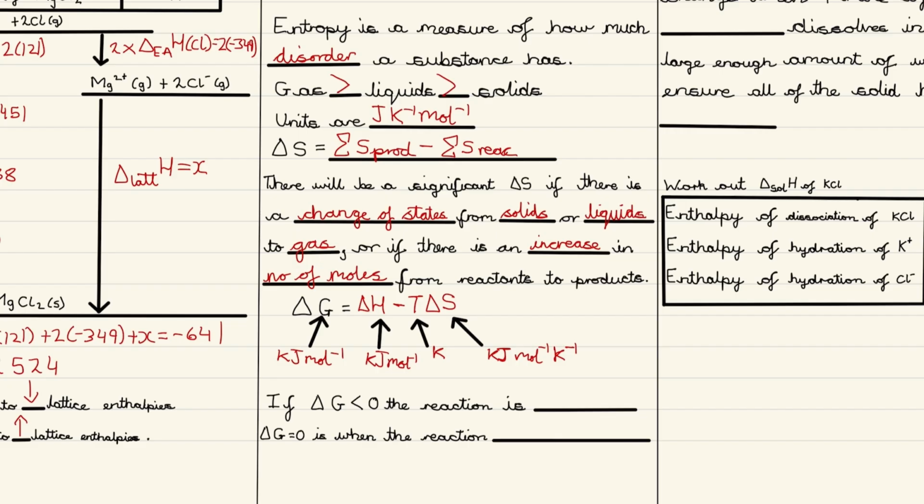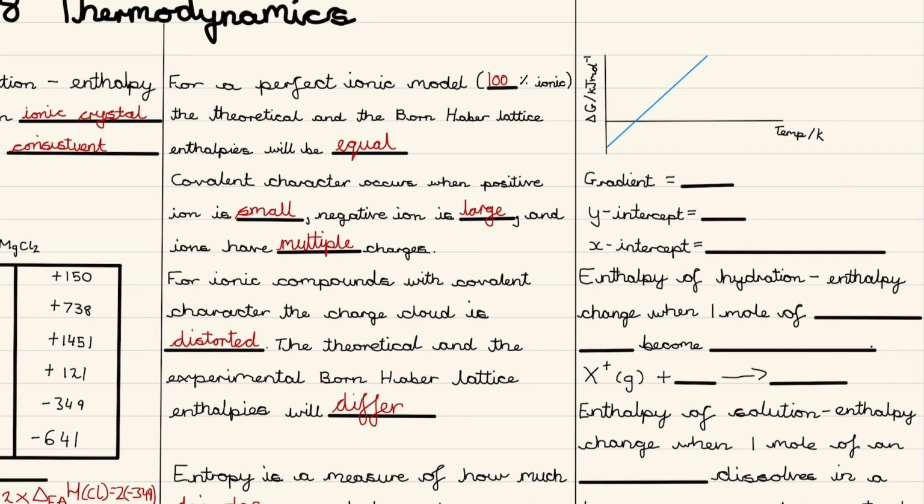Now if the Gibbs free energy is less than 0, the reaction is feasible. And when Gibbs free energy is equal to 0, that's when the reaction becomes feasible. So if we plot a graph of Gibbs free energy versus temperature, we get that the gradient is equal to minus the change in entropy, and the y-intercept is equal to the enthalpy change, and the x-intercept is the temperature when Gibbs free energy is equal to 0, so the point at which it becomes feasible.